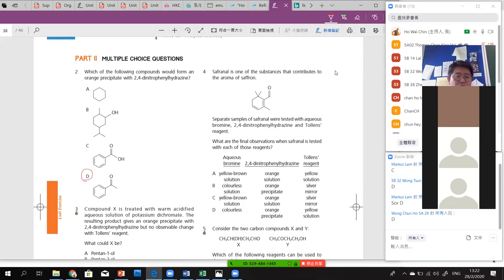So for this part, don't be so excited that it's a carbonyl group. It is carboxyl. It is COOH. So 2,4-dinitrophenylhydrazine only reacts with this, but not with this. Okay. D.